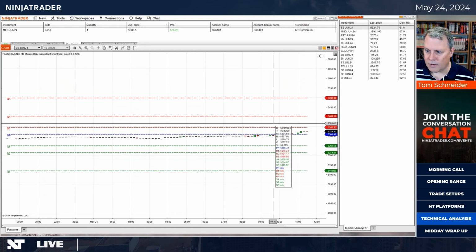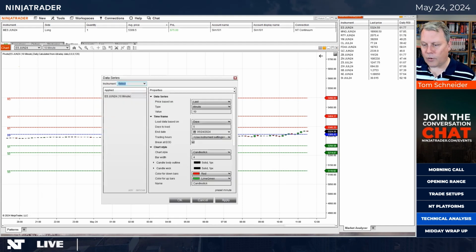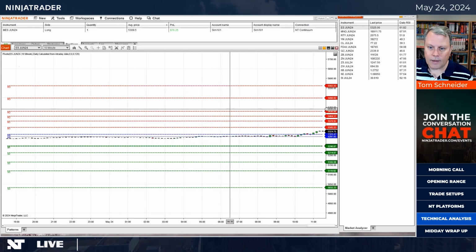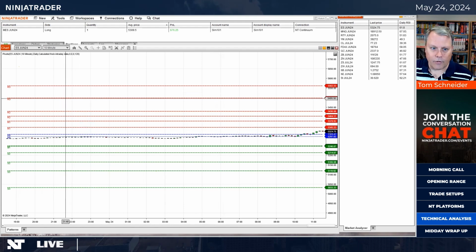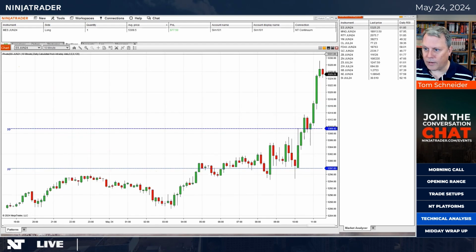Let's see. Oh, you know what? Here's what I got to do. It says NA. You know why it says NA? I need more data. I need to pull in more data. So I've got 5 days on this. It's not going to cut it. Let's do 10. So I'm going to load in some more data. Now I've got those pivots, and you can see that they come in at different places, but not too far. Let's blow this up a little bit.